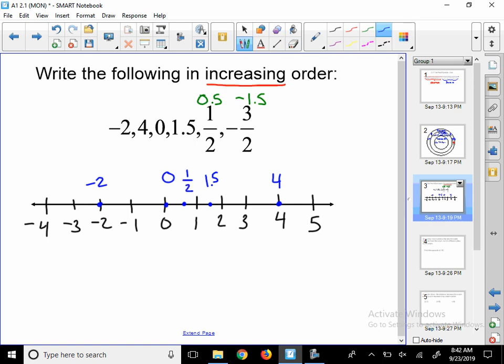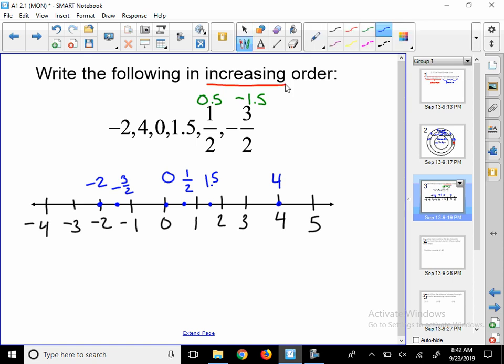Now, the tricky one, -3/2 or -1.5. Well, 1.5 is in between 1 and 2, so it needs to be in between -1 and -2 if it's -1.5. So I've gone 1 away from 0, and I need to go another half, and I end up with -3/2 right there.